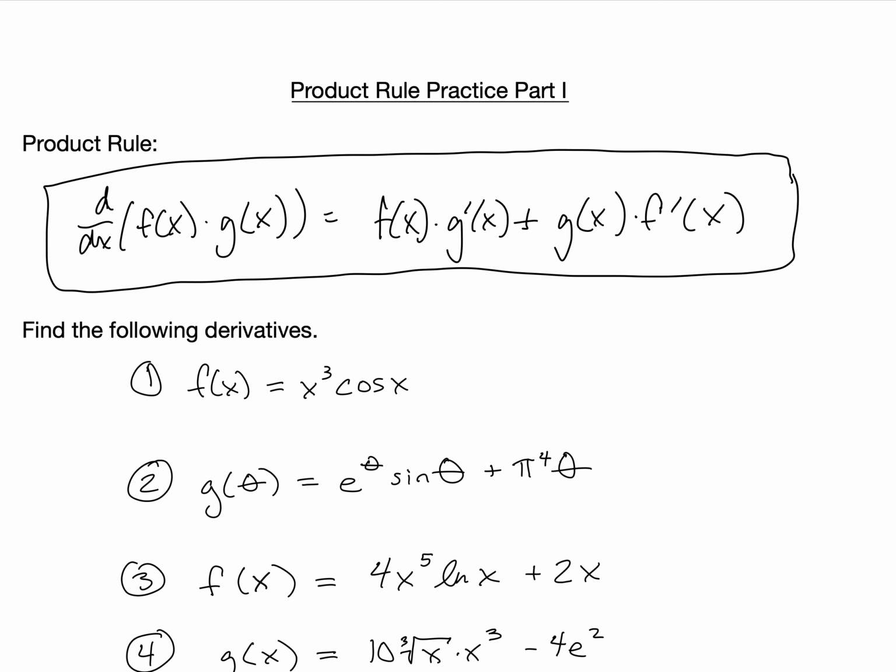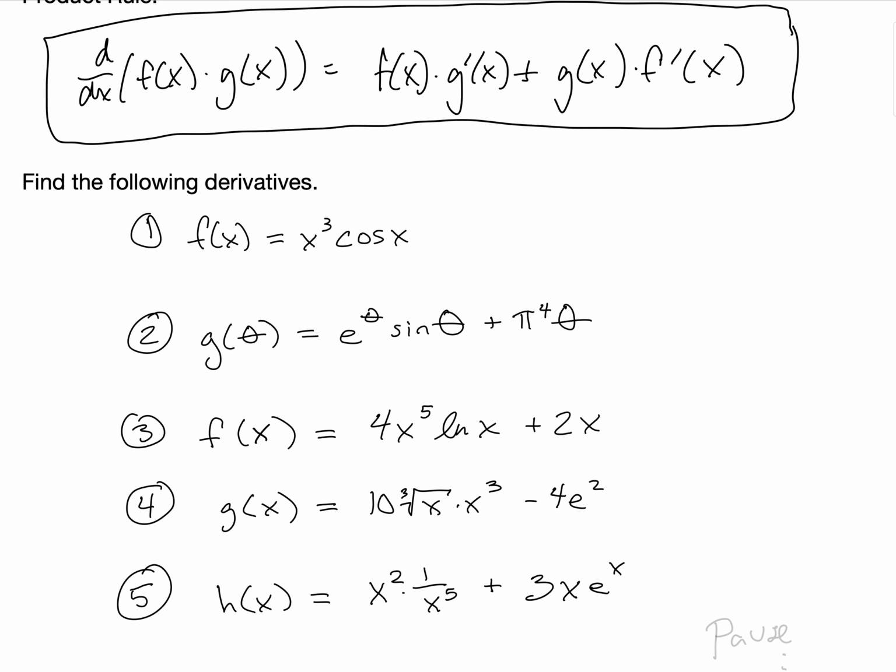So let's find derivatives of the following functions. F of x equals x cubed cosine x, g of theta equals e to the theta sine theta plus pi to the fourth theta, f of t equals 4x to the fifth natural log of x plus 2x, g of x equals 10 times the cube root of x times x cubed minus 4e squared, and finally h of x equals x squared times 1 over x to the fifth plus 3x e to the x.